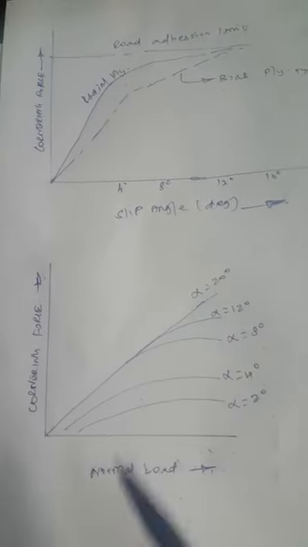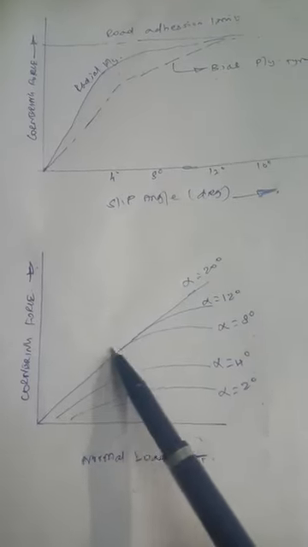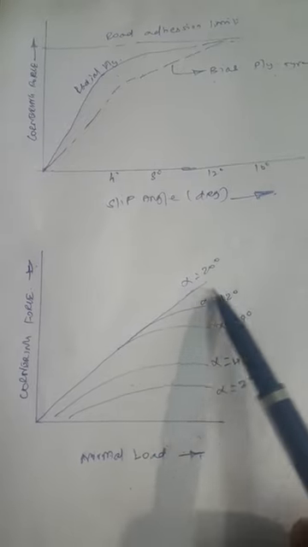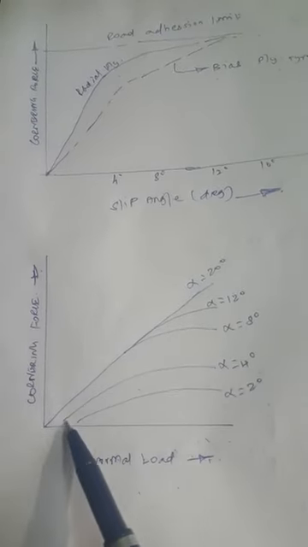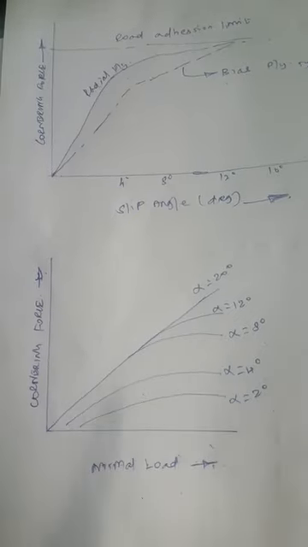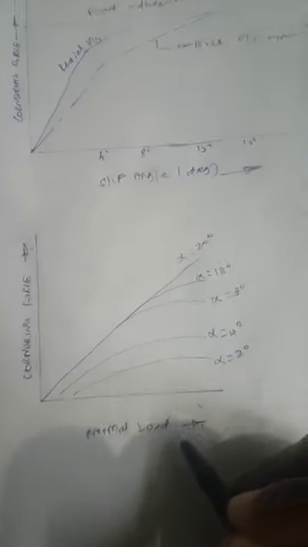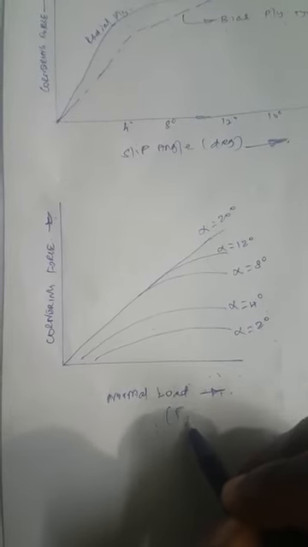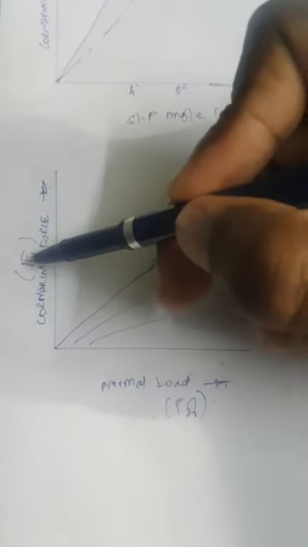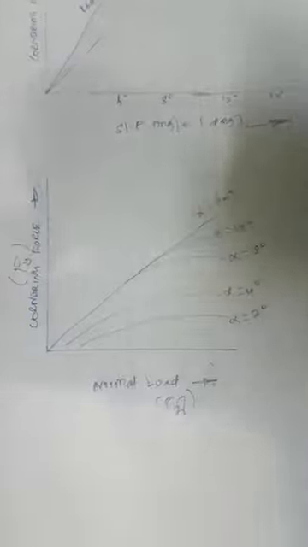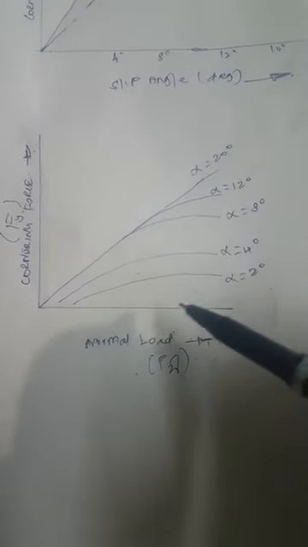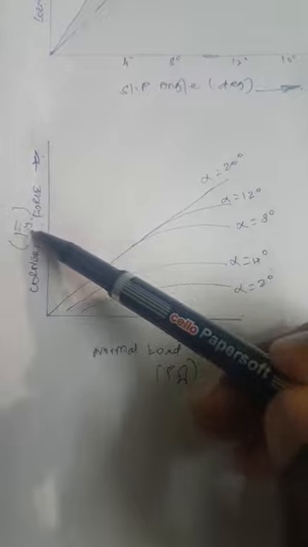Look here. This is linear here. After some point, it becomes non-linear. So at 4 degrees, it reaches non-linear conditions, right? Generally, the normal load is denoted as Fz and the cornering force is denoted as Fy. If it is for slip angle, it can be denoted as Fy alpha. But here I just mentioned normal load, so it can be denoted as Fy instead of Fy alpha.